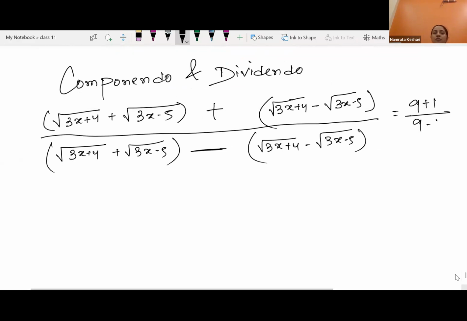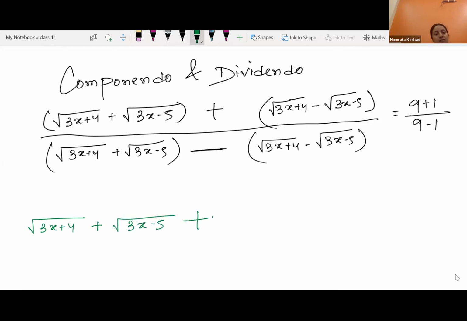Any confusion so far? Have we disturbed the equilibrium? No. Any confusion so far? Anyone? No, ma'am. Okay, then we will open the bracket in the numerator. What are we going to get? This time we will open it carefully because so many terms are involved. Chances of getting confused are more over here. So we are going to open it.